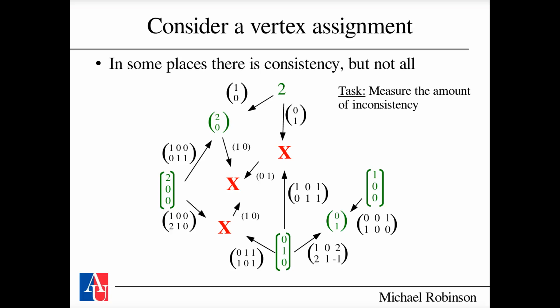So I end up with a situation where in some places, say in the upper right there, I get consistency. I get the vector 2, 0 coming from both the top and from the right vertex. But in other cases, I don't. If I go from the top down or the bottom up, I don't get the same answer. And everywhere I don't get the same answer, I've put the red X. So I want to measure the amount of inconsistency, and this tells me how consistent the data are with the base space that I've built.